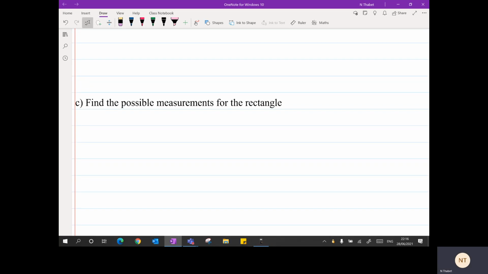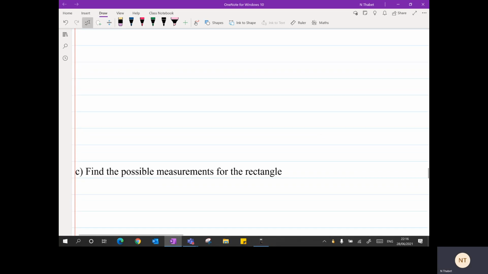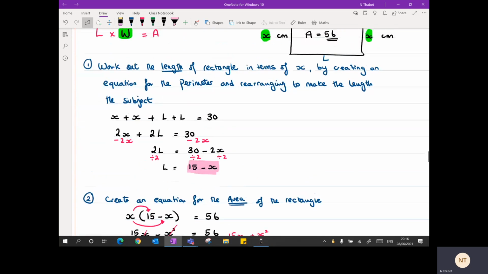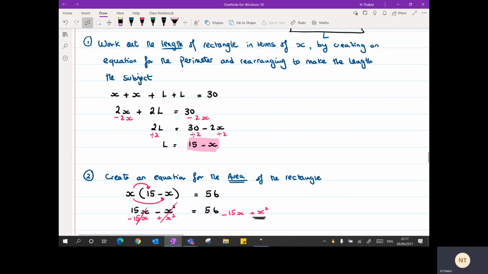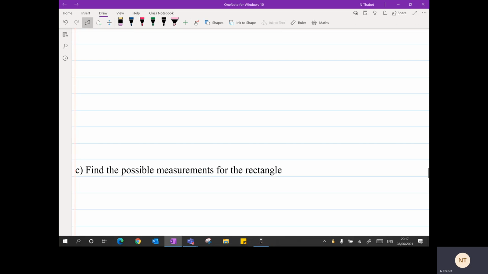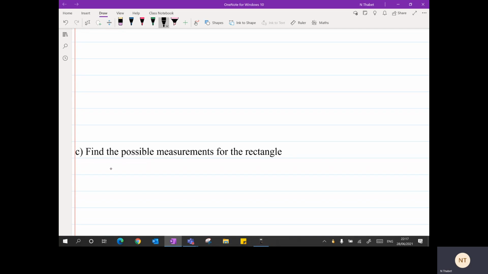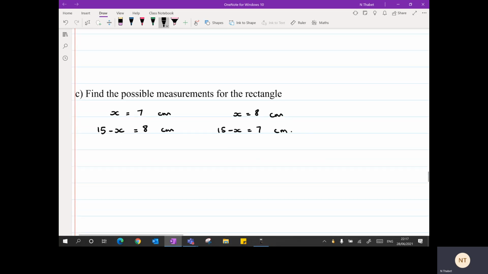Part C says find the possible measurements for the rectangle. So one of them is x and the other one is 15 minus x. So when x is 7, the other one is 8, and when x is 8, the other one is going to be 7. So 7 and 8 are the combination we have.